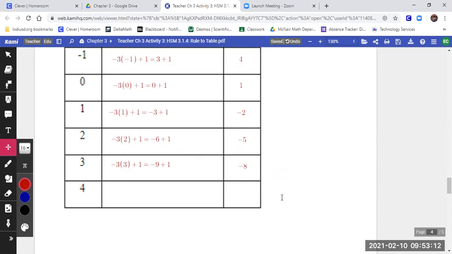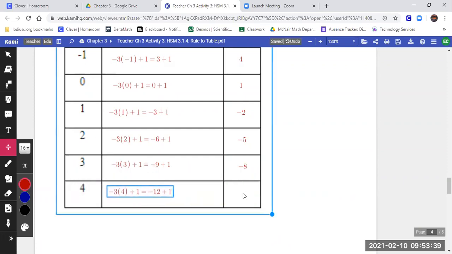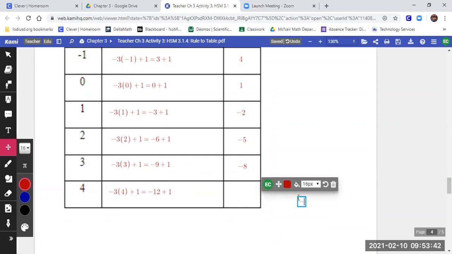Okay, last one. What's it going to say? Negative 3 times 4. Now we notice the negative 3 isn't the part that's changing, just what they told me for x is changing. I know it's negative 3 times 4, 12. Got to add 1 back to it though. So what's my final answer? Negative 11.